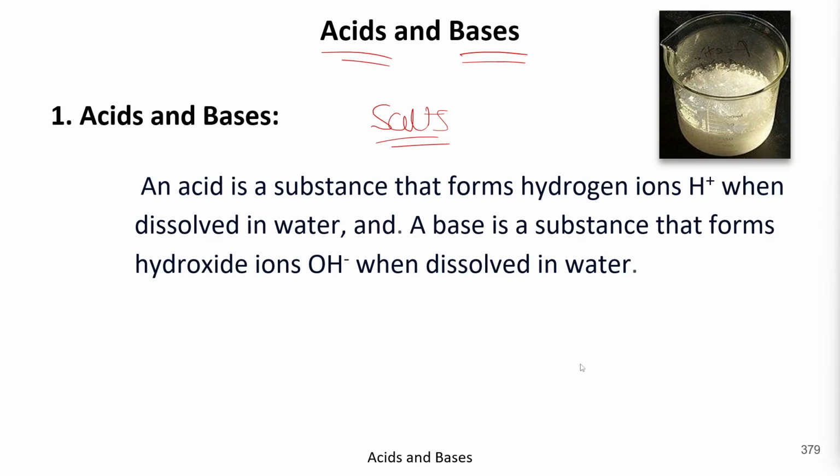By the simple definition, an acid is a substance that forms hydrogen ions, or H plus ions, when dissolved in water, whereas a base is a substance that forms hydroxide ions, or OH minus ions, when dissolved in water. This is the basic definition of acids and bases. Acids and bases react together to form salts. We will learn about them in detail in this lecture.